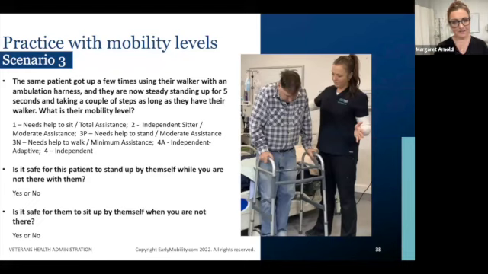With any mobility screen, if in doubt, default to the safer level. Is it safe for them to sit up by themselves when you're not there? The answer is the same as for the last slide.